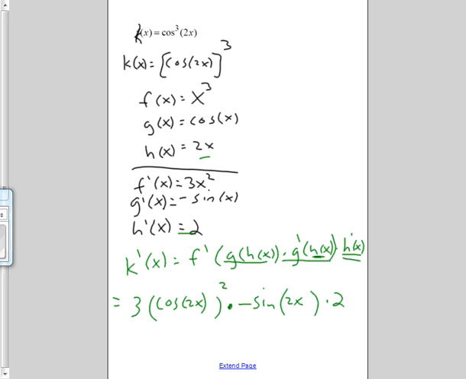And if we were to rewrite this in a nice way, that's negative 6 times cos squared of 2x times sine of 2x.